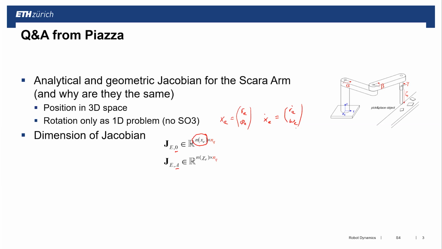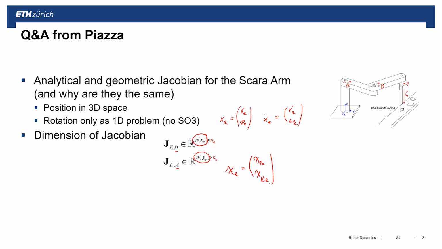On the other hand, we had here the parameterization, so chi_E, and this chi_E had a parameterization for the position of the end effector and a parameterization for the rotation of the end effector. And this rotation parameterization could be very different. It could have been quaternions, Euler angles, whatever, and that changes the dimension.